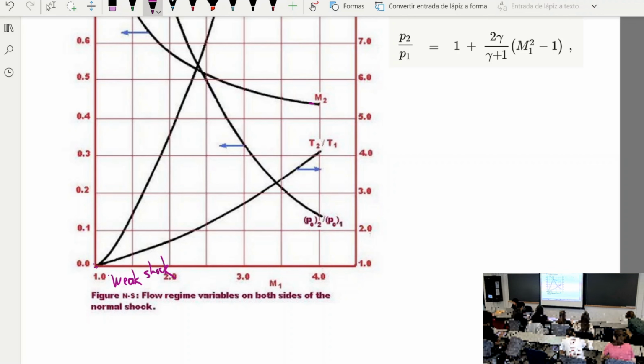And when the upstream Mach number is much higher than 1, which also means the downstream Mach number is much lower than 1, we call it a strong shock. Okay. So the strength of the shock is basically determined by a single number. What is the Mach number upstream?